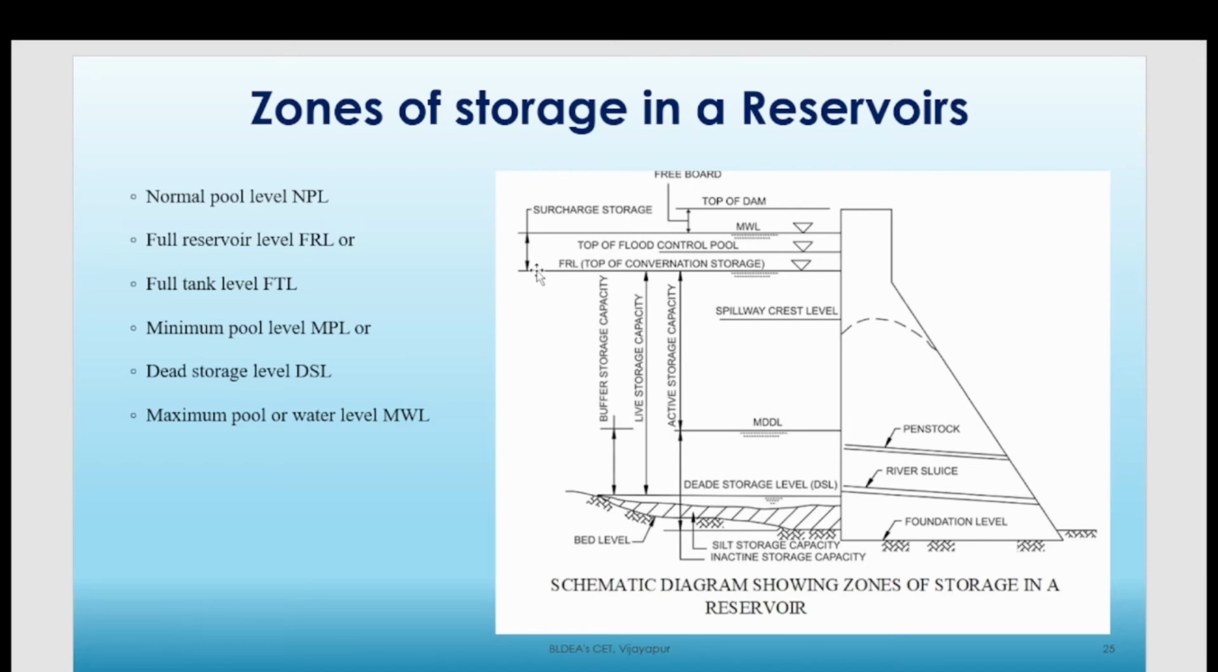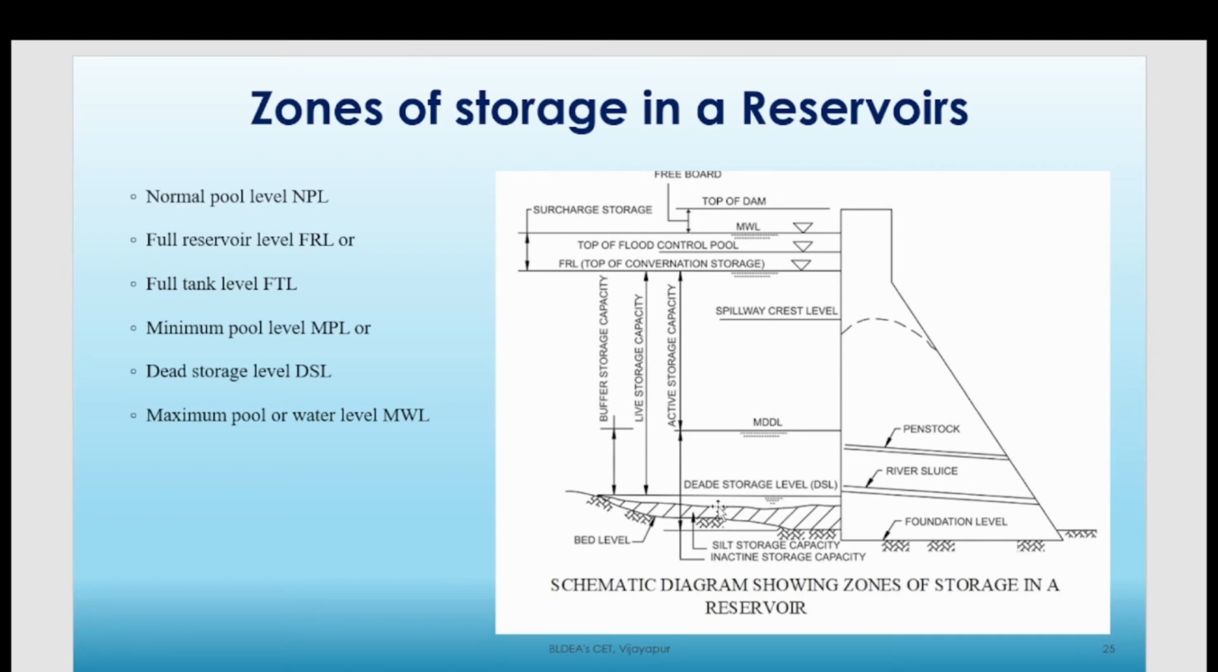So this is what the cross section of the reservoir will look like, and you can see that this is the live storage capacity. Live storage capacity means that if the water level is between the dead storage level and the full reservoir level, only this water we will use. If the water rises above the FRL, it will be disposed of. If the water level goes below the dead storage level, we are not going to use it, right? So this is the live storage capacity of the reservoir.